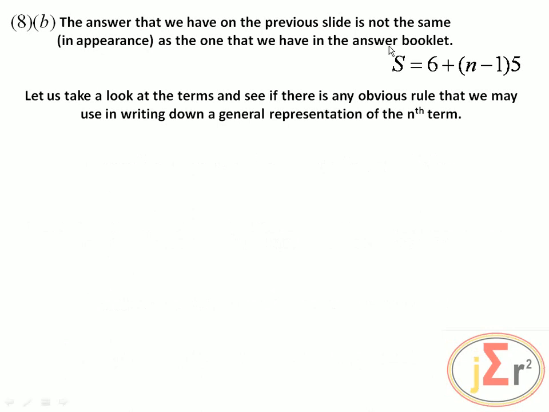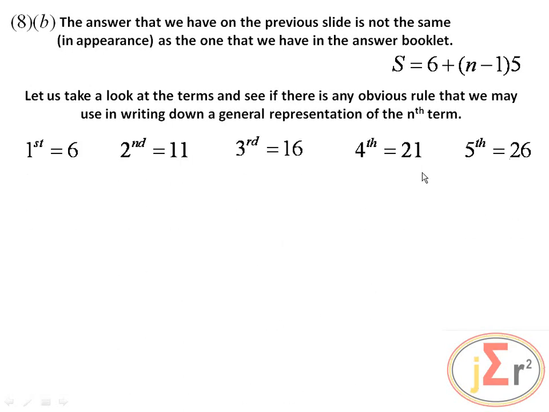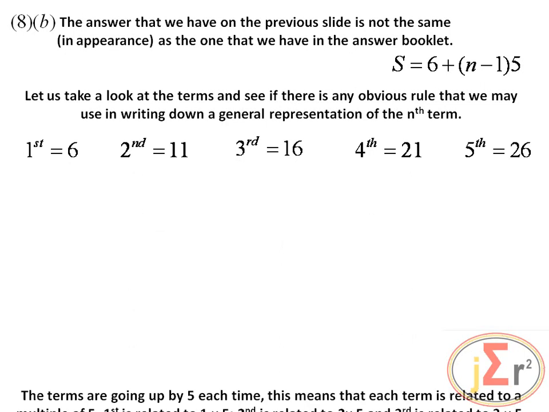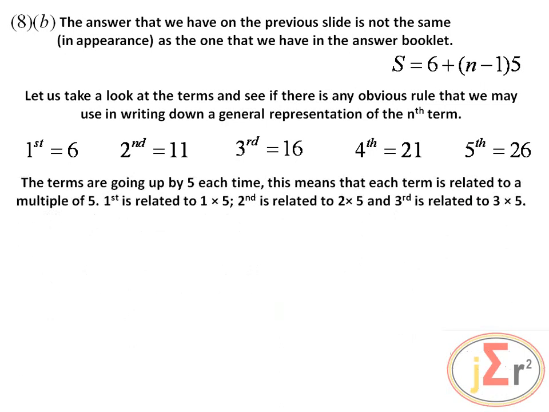And we have this as a reminder of the one that we used just now, which is different from the one that we have in the answer booklet. So we have what? 6, 11, 16, 21, 26. The terms are going up by 5 each time. This means that each term is related to a multiple of 5.